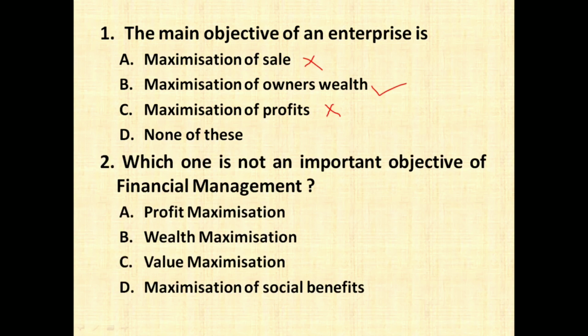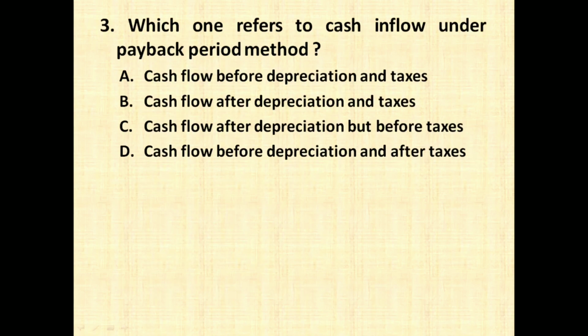The second question is, which of the following is not an important objective of financial management? So profit maximization is an objective which is important. Wealth maximization is the most important objective. Value maximization is also important. Maximization of social benefits, we do not aim at this in financial management. So the right answer is all the first three, and the wrong answer, that is which is not important, is maximization of social benefits.